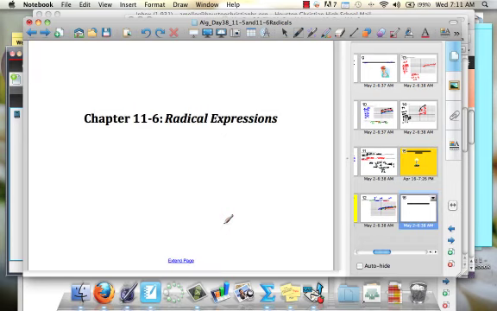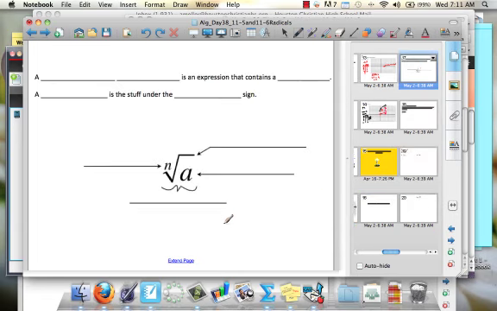Alright, so we've already touched on this a couple of times, so we're going to go over it once more so we get it all nailed down. A radical expression is an expression that contains a radical. A radicand is the stuff under the radical sign. So here's a picture of what we've got.